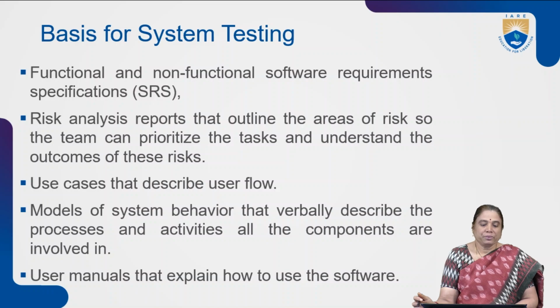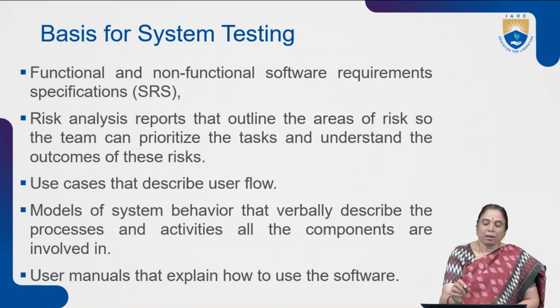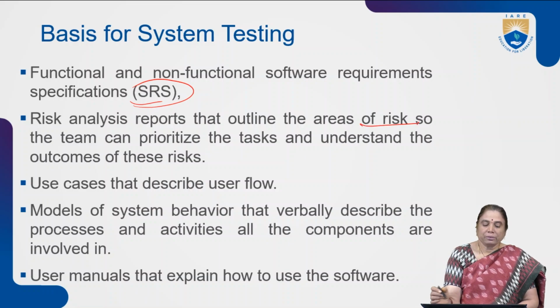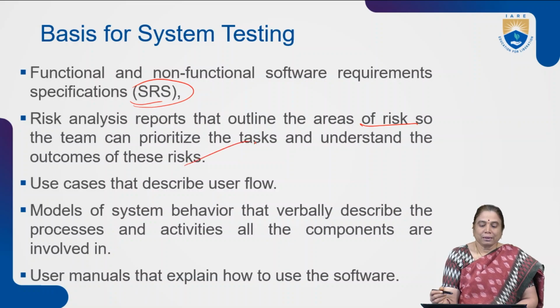The basis for system testing: the major artifacts required in order to perform system testing are the functional and non-functional software requirement specification, that is the SRS. Based on these requirements, the system testing can be performed. Risk analysis reports are another artifact that outline the areas of risk so that the team can prioritize tasks and understand the outcome of these risks. The use cases that describe user flow during the analysis phase are also a basis for system testing.